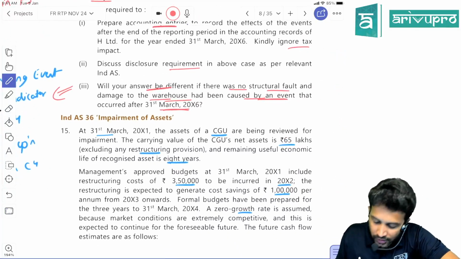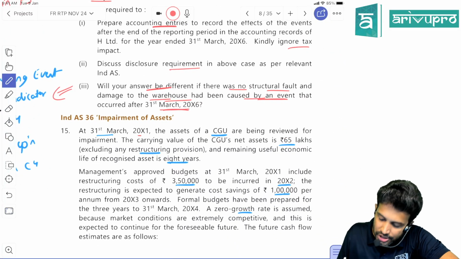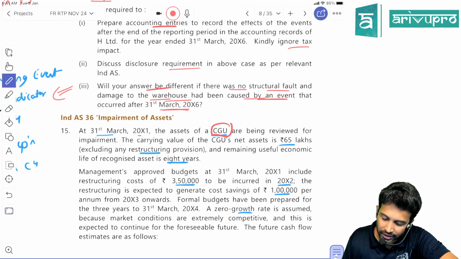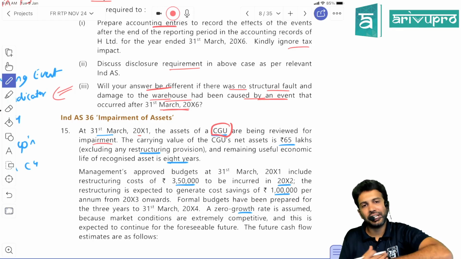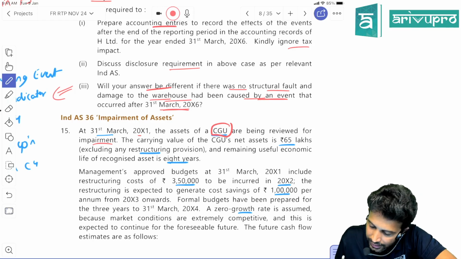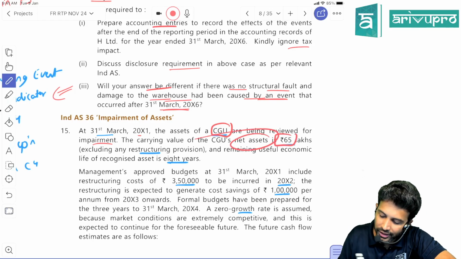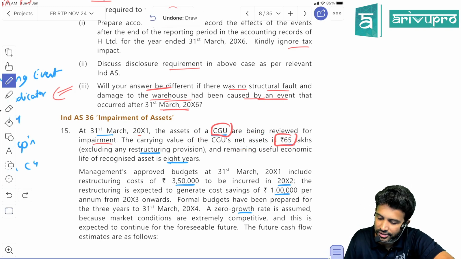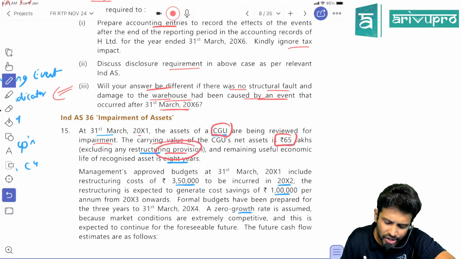Question 15. At 31st March 20X1, the assets of a CGU, cash generating unit, are being reviewed for impairment. We're doing the impairment check at cash generating unit level. The carrying amount of the CGU's net assets is given to be 65 lakhs, excluding the restructuring provision.